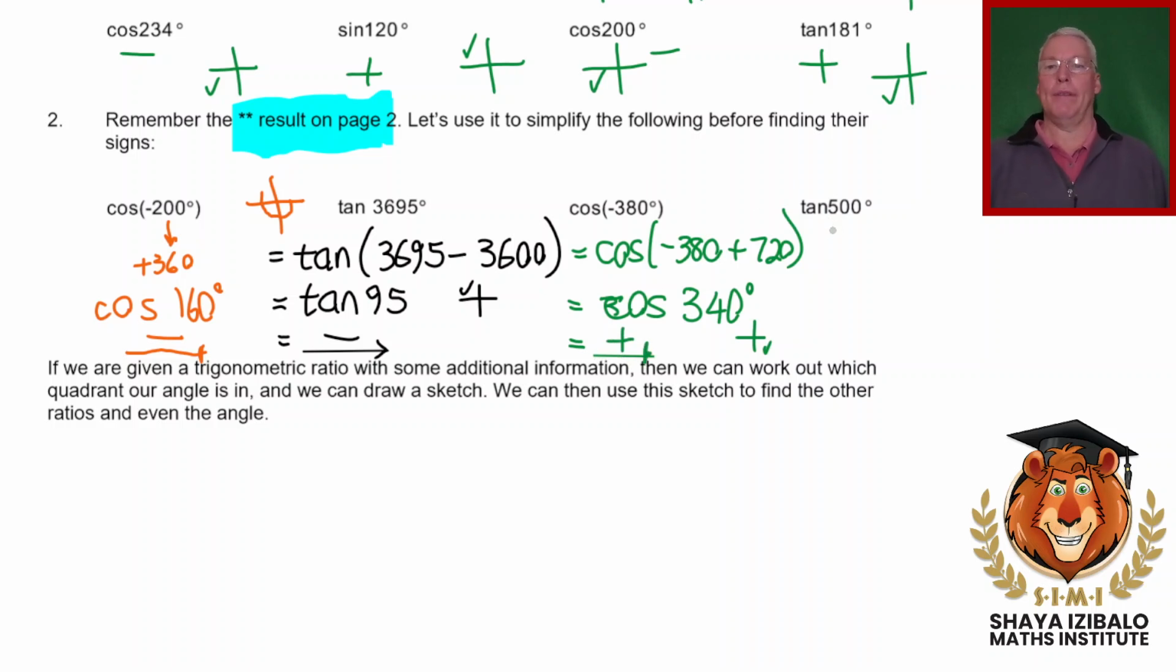And the last one, tan of 500. We can subtract 360. If we subtract 360 from 500, we will be in exactly the same place. So tan of 500 is exactly the same as tan of 140. Which quadrant are we in at 140 degrees? We're in quadrant 2. And is tan positive or negative in quadrant 2? It's negative. And there's our final answer.